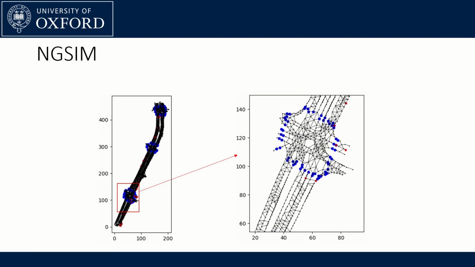And finally, this is the animation of the actual vehicle behavior in the NGSIM dataset. So the left-hand side is the complete graph. And if we zoom into this intersection here, we see the vehicle behavior a lot more clearly. And these blue nodes is where the intersection begins.